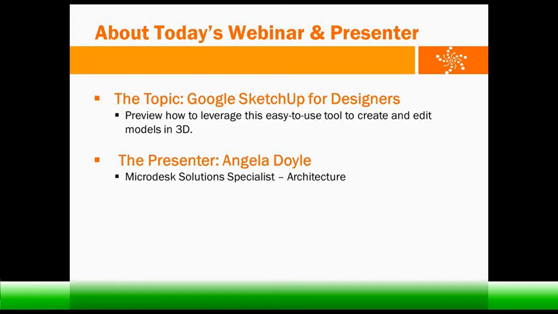Over the next hour, we will take a closer look at Google SketchUp. Google SketchUp is an easy-to-use tool that helps designers create and edit models in 3D. We'll preview some of the most useful features for designers, like creating a model, manipulating colors and forms, and how to export your models to Google Earth.